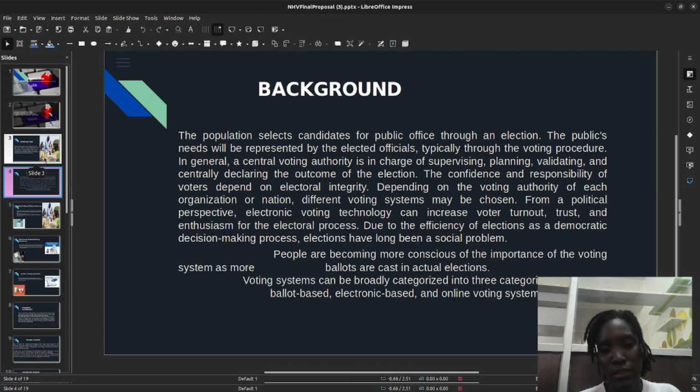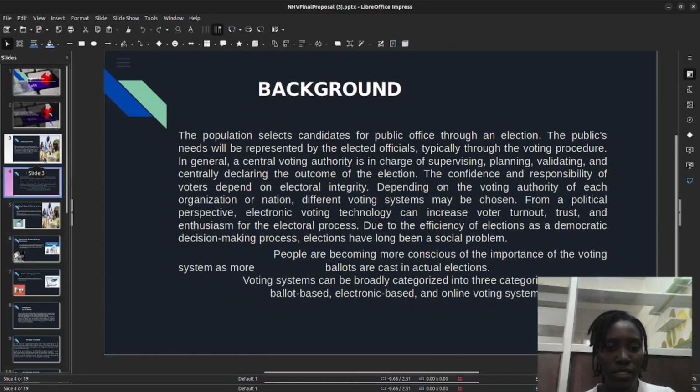Our population selects candidates for public office through an election. The public needs to be represented by the elected officials, typically through the voting procedure. In general, a central voting authority is in charge of supervising, planning, validating, and centrally declaring the outcome of the election. Due to the efficiency of elections as a democratic decision-making process, elections have long been a social problem because people are becoming more conscious of the importance of the voting system as more ballots are cast in elections.